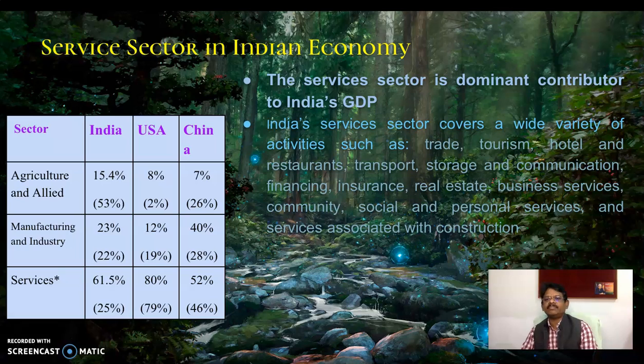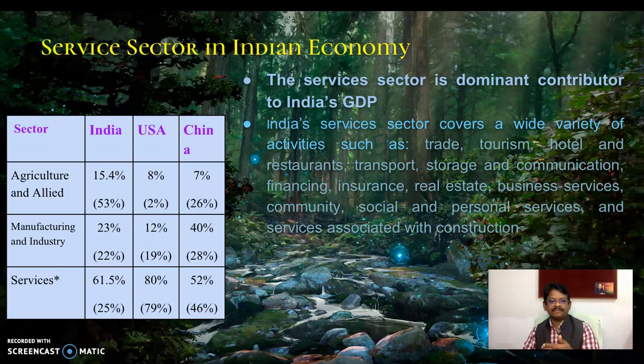The table shows the three important sectors in GDP: the primary, secondary and tertiary. The primary is, as you know, agriculture and allied sectors. The secondary is the manufacturing and industrial sectors. And the third one is the tertiary, which is also called the service sector. Looking at the figures for India, the US and China, 15.4% of GDP comes from the agriculture sector in India, as per the latest statistics, with 53% of employment.